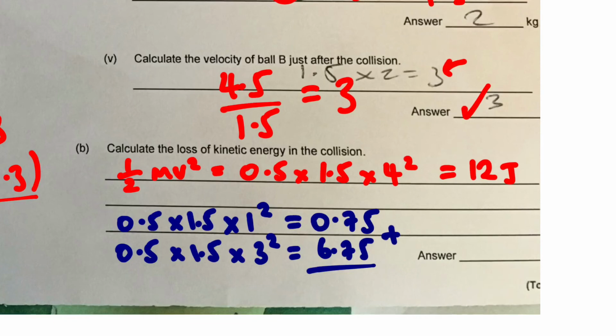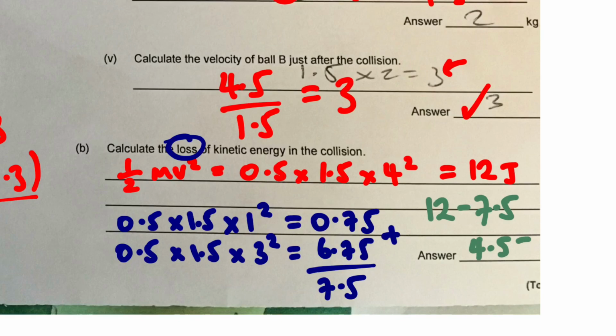So the total kinetic energy afterwards was 7.5, but we want to find the difference, the loss. So the final step is to do 12 minus 7.5, so the answer is 4.5 joules.